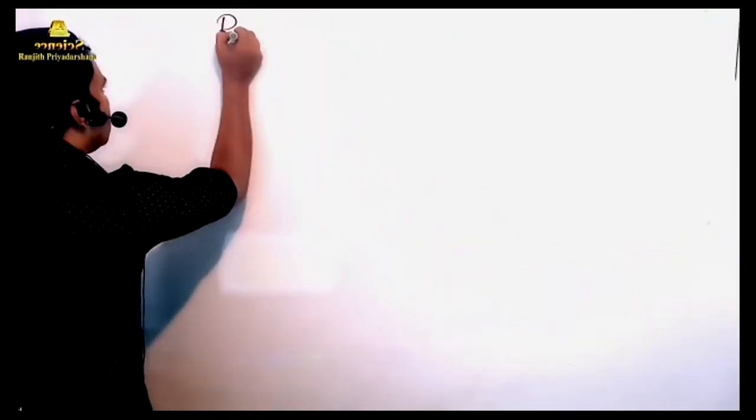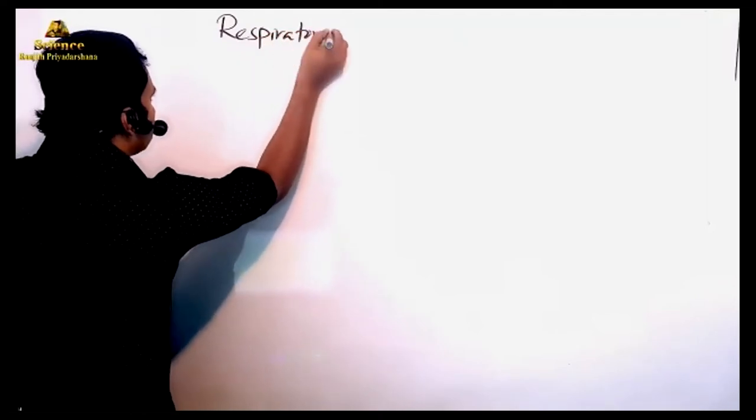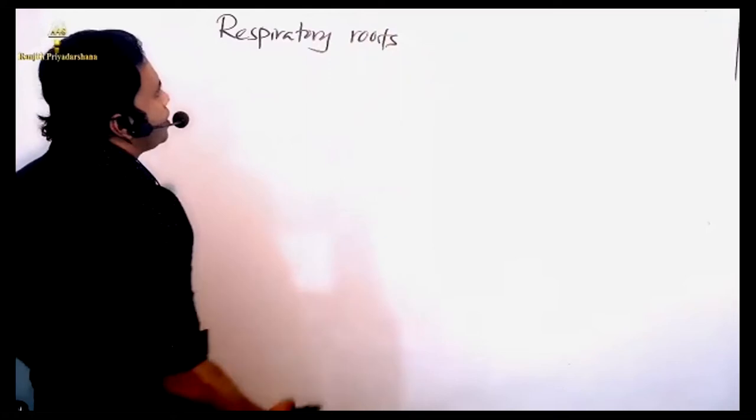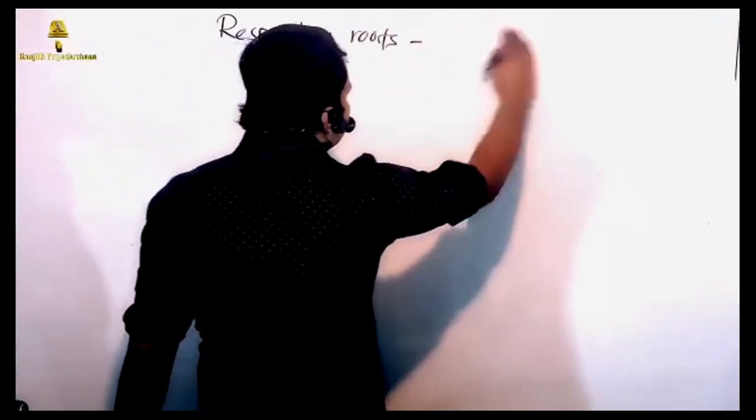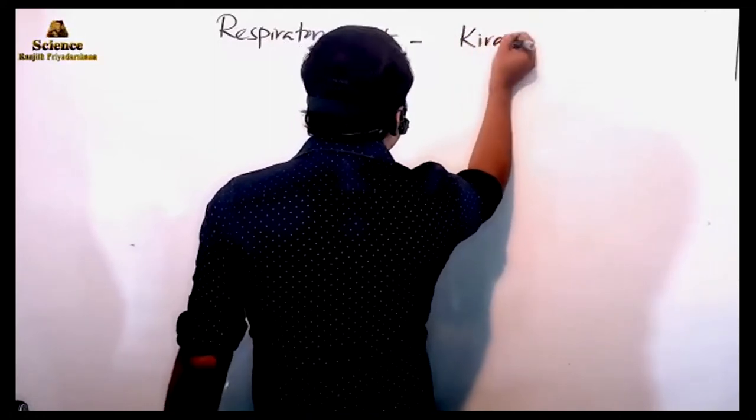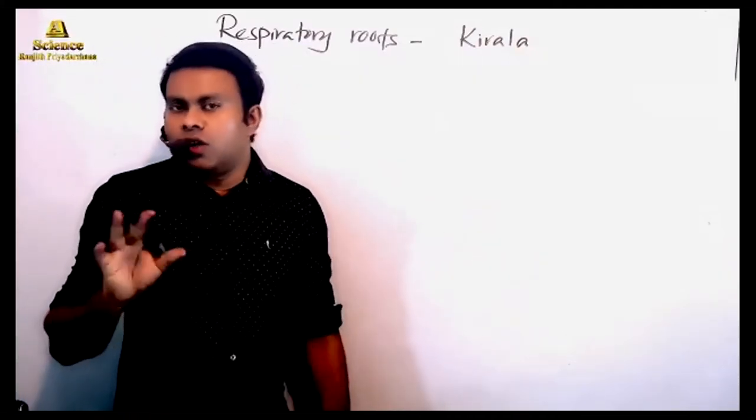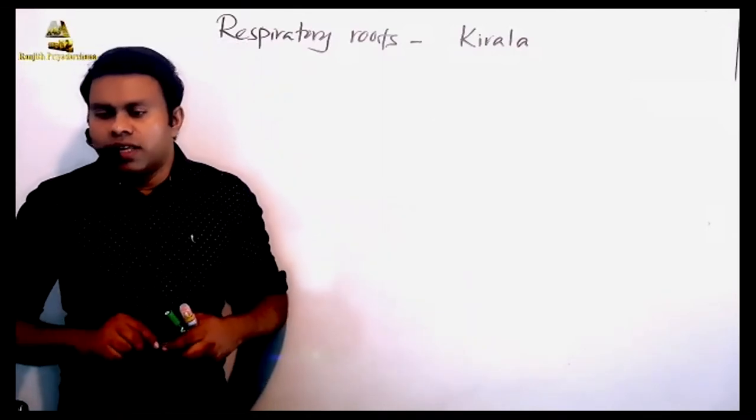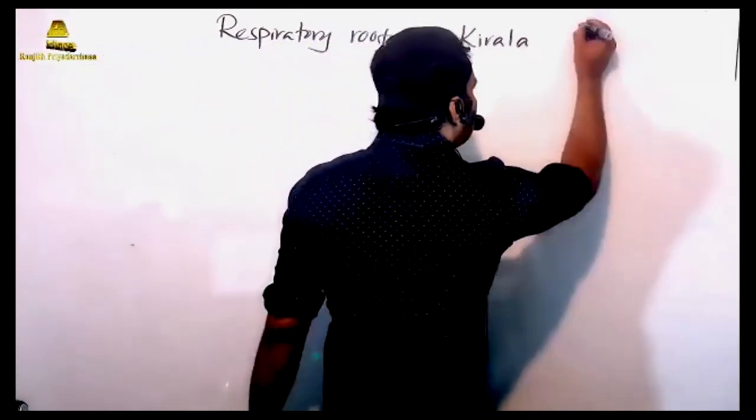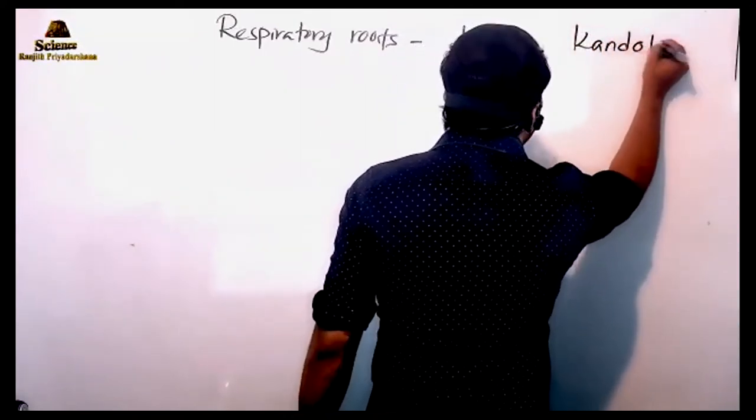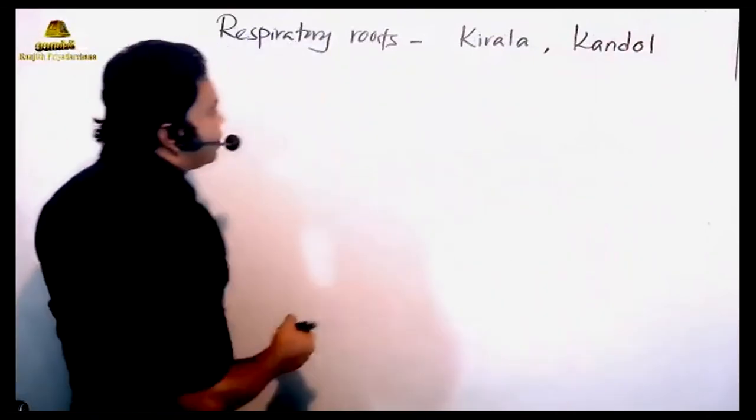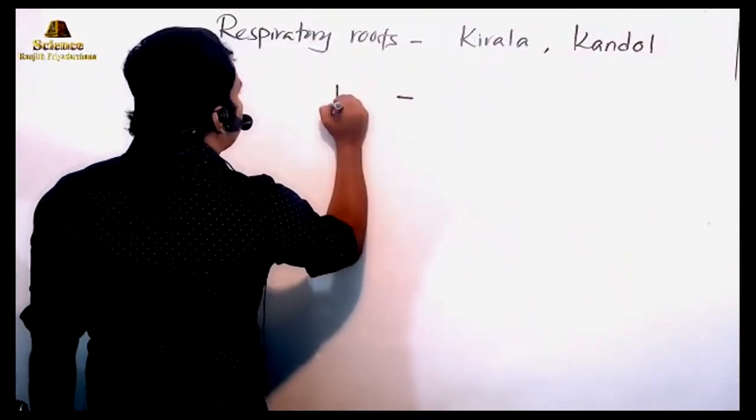Okay, now we have learned a set of roots and their functions. Last one, respiratory roots. Respiratory roots. Yes, example, that's Kirala. And Kadol, that's a nice fruit. So that's Kirala.